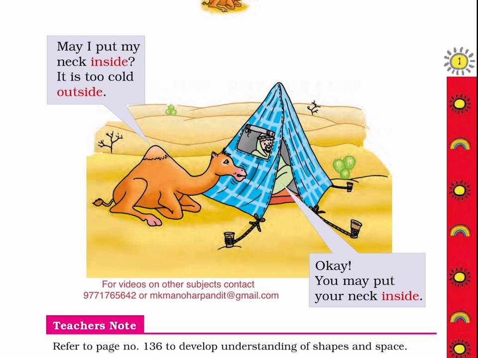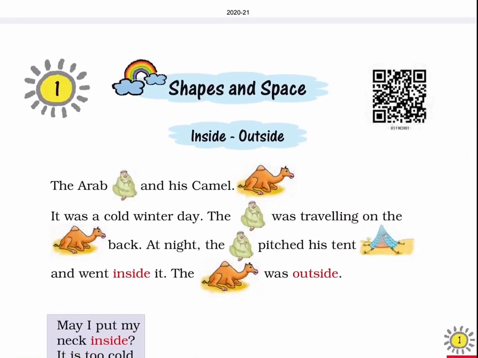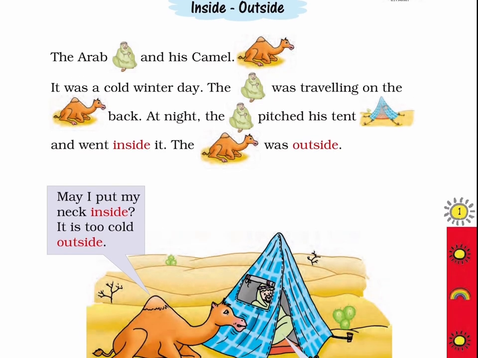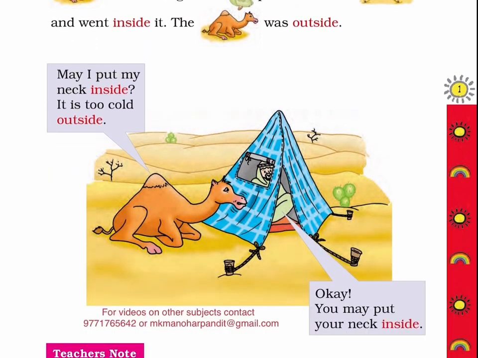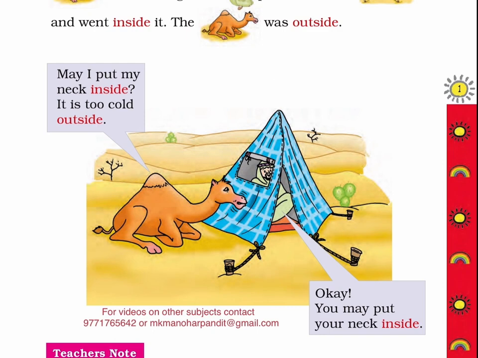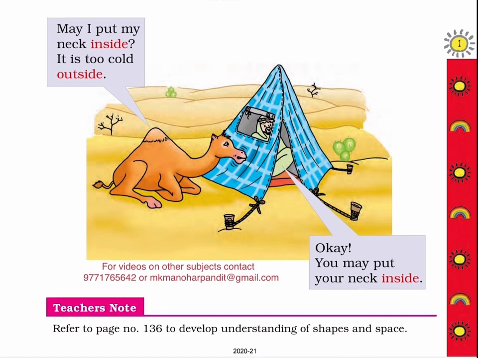Let's hear the story of the Arab and his camel. The Arab and his camel. It was a cold winter day. The Arab was traveling on the camel's back. At night, the Arab pitched his tent and went inside it. The camel was outside. The camel asked Arab, May I put my neck inside? It is too cold outside. Arab replied to the camel, Okay, you may put your neck inside.